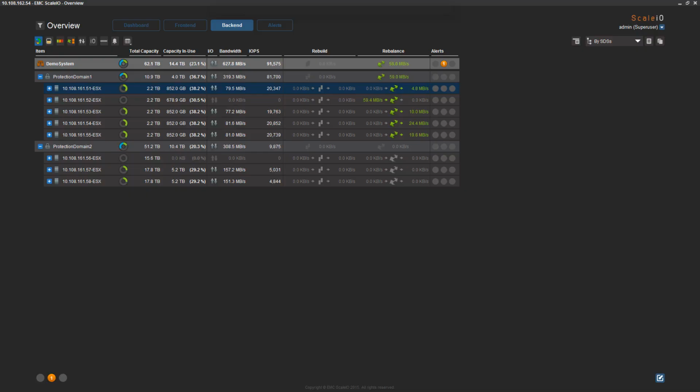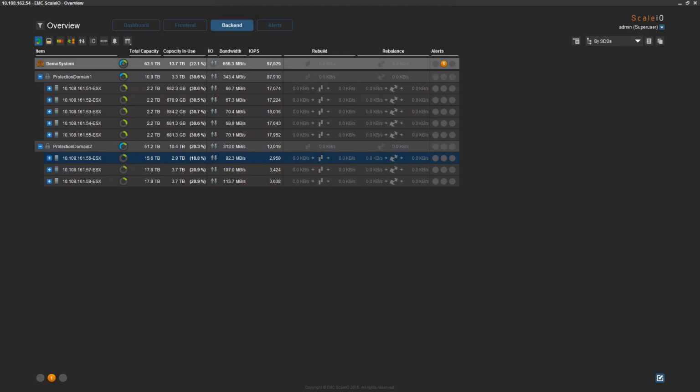We brought both dead ESX servers back online, allowing ScaleIO to use their storage resources again. ScaleIO will maintain data protection during the independent rebalance operations. We will now wait for the rebalance operations to complete. Both nodes have been brought back online. The system is rebalanced so all the available performance and capacity can be utilized.